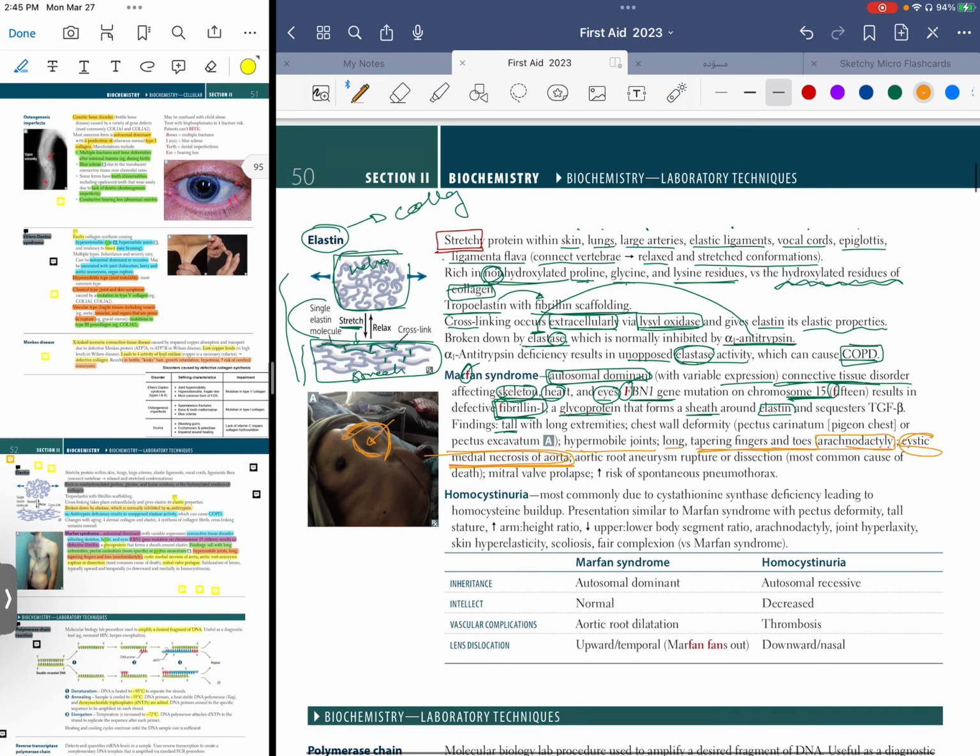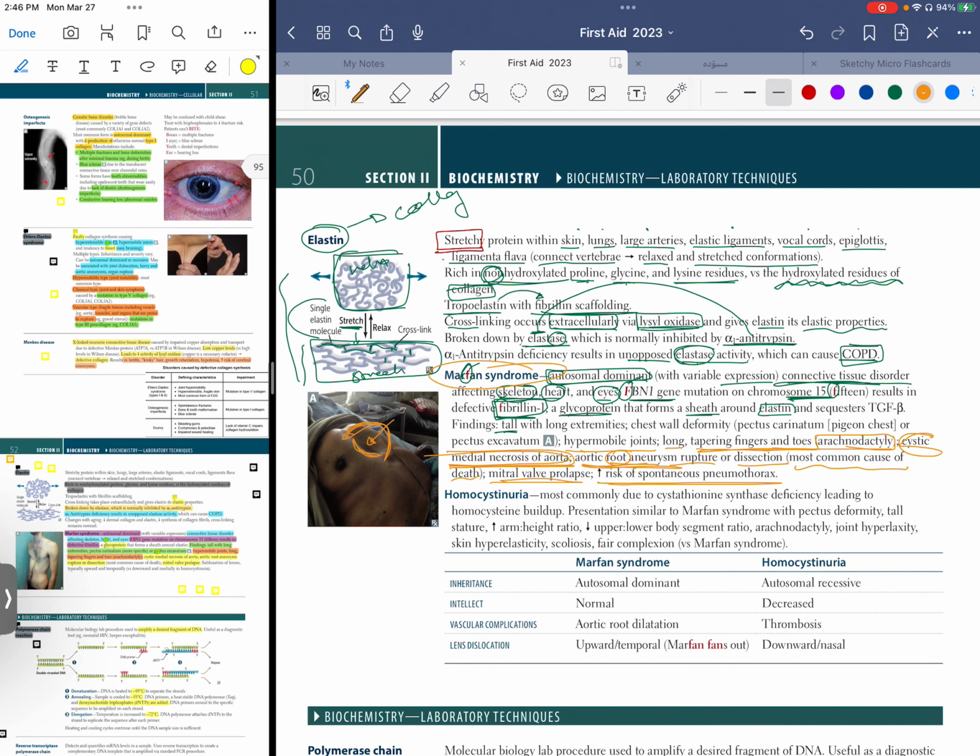Patients with elastin problems, or basically Marfan syndrome, may have cystic medial necrosis of the aorta, ending up as either dissection of the aorta, or a problem with the wall of the aorta. So, of course, it may lead to aortic root aneurysm, rupture, or dissection. So either their aneurysm would rupture, or they may develop an aneurysm, and it's the most common cause of death in patients with Marfan syndrome. Okay, mitral valve prolapse, of course, plus increased risk of spontaneous pneumothorax because they're tall and everything. That's the Marfan syndrome.